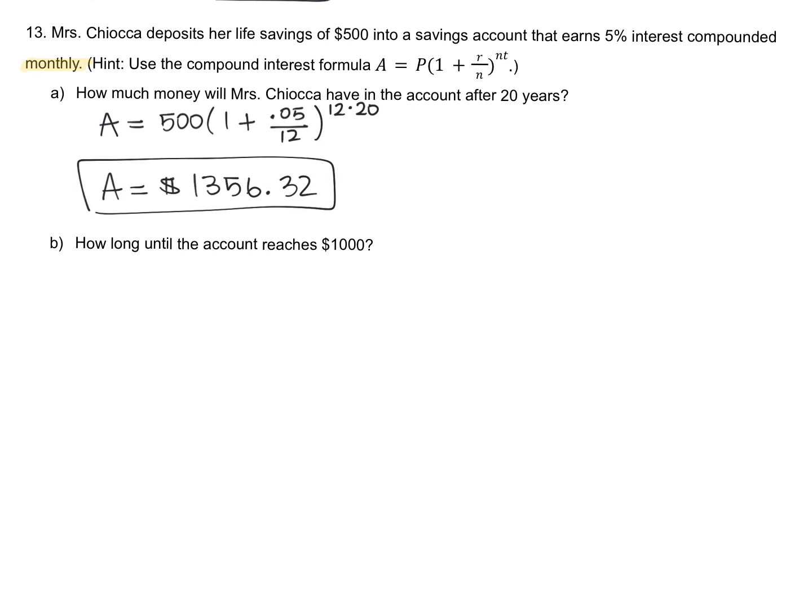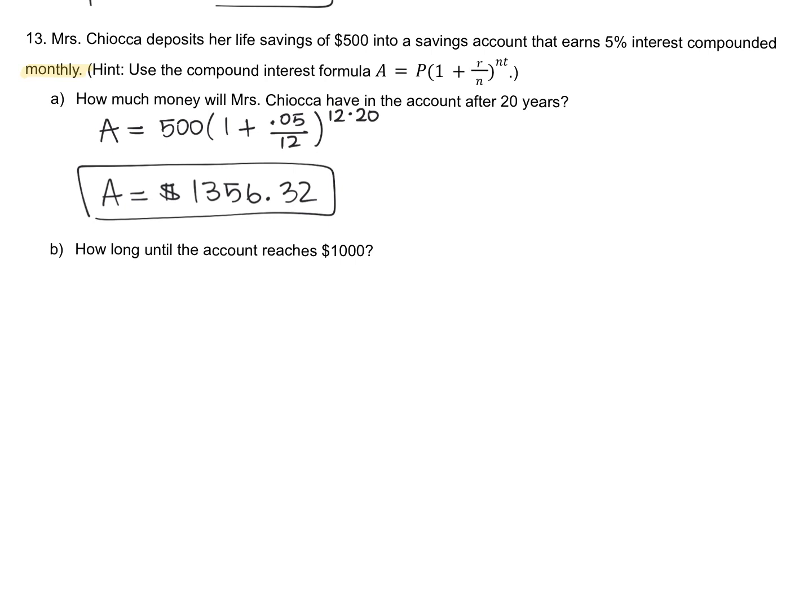The second part of the problem says how long until the account reaches $1,000. So now I have a final amount A. So 1,000 equals my initial amount 500 times 1 plus 0.05 over 12. Now this time my exponent is going to be 12t because I don't know the time it's going to take to reach $1,000. That's what I'm solving for. So my first step is going to be to divide by 500. So 1,000 divided by 500 is 2.